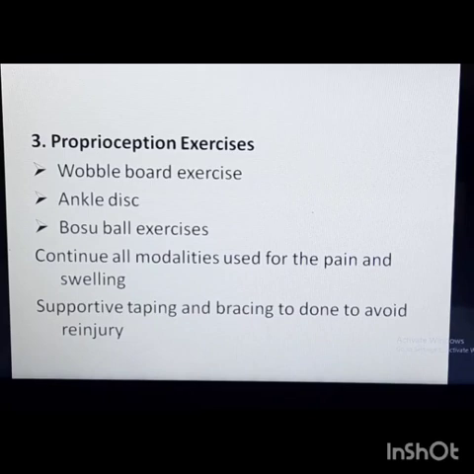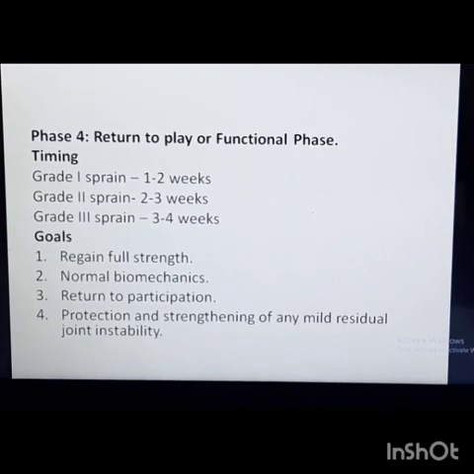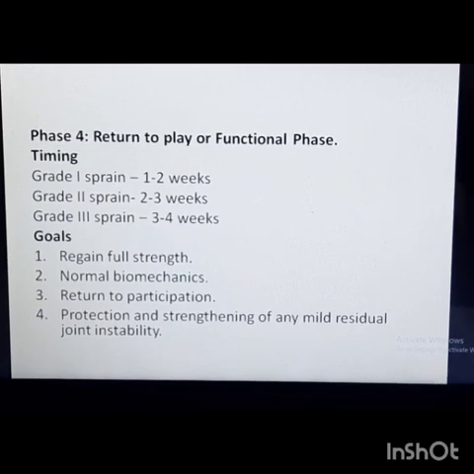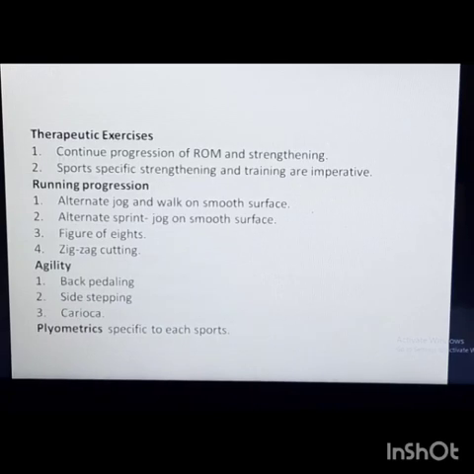Continue all the modalities for pain and swelling, and support taping and bracing to be done to avoid re-injury. Now return to play. Grade 1 sprains 1 to 2 weeks, grade 2 2 to 3 weeks, and grade 3 3 to 4 weeks. Goal: regain full strength, normal biomechanics, return to participation, protection and strengthening of any mild residual instability if there.